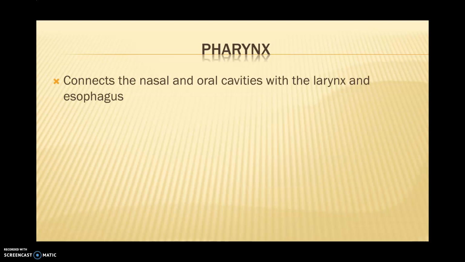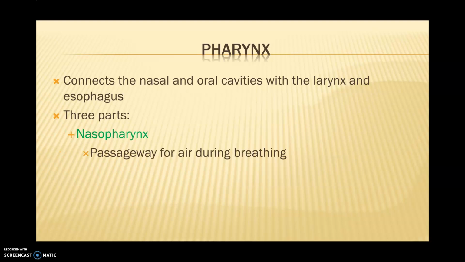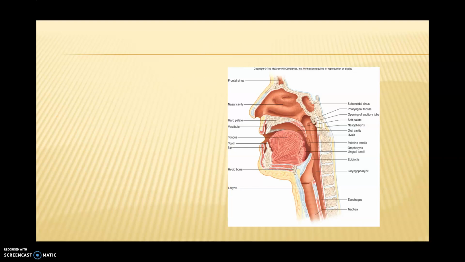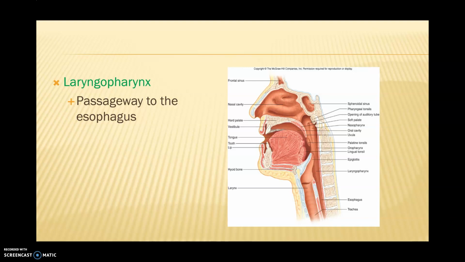So our pharynx connects the nasal and oral cavities with the larynx and the esophagus. There are three parts of our pharynx that we're going to talk about. Our nasopharynx, which is the passageway for air during breathing. So this is mostly going to be used in our respiratory system, but we do have some comparisons here with our pharynx. Our oropharynx, which is the passageway for food moving down from the oral cavity. So again, heavily used in digestion here. And then our last one is going to be our laryngopharynx, which is the passageway to the esophagus.